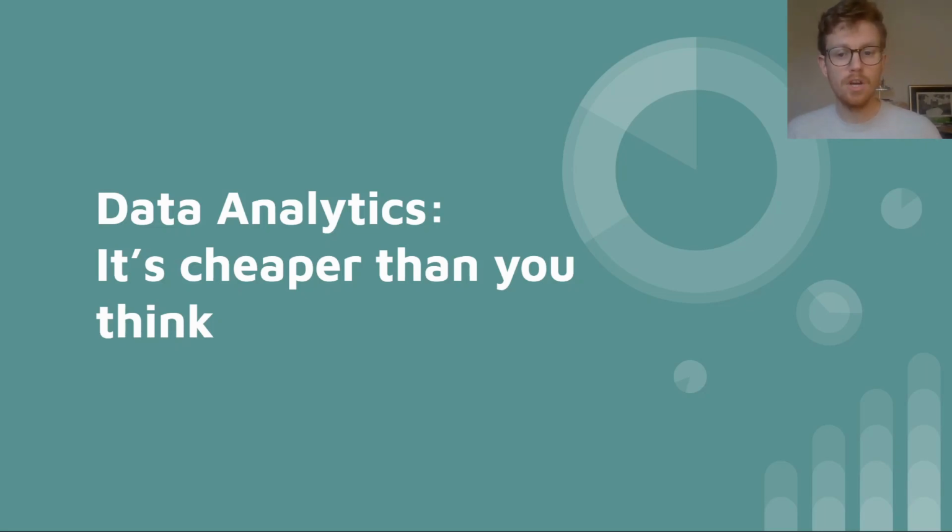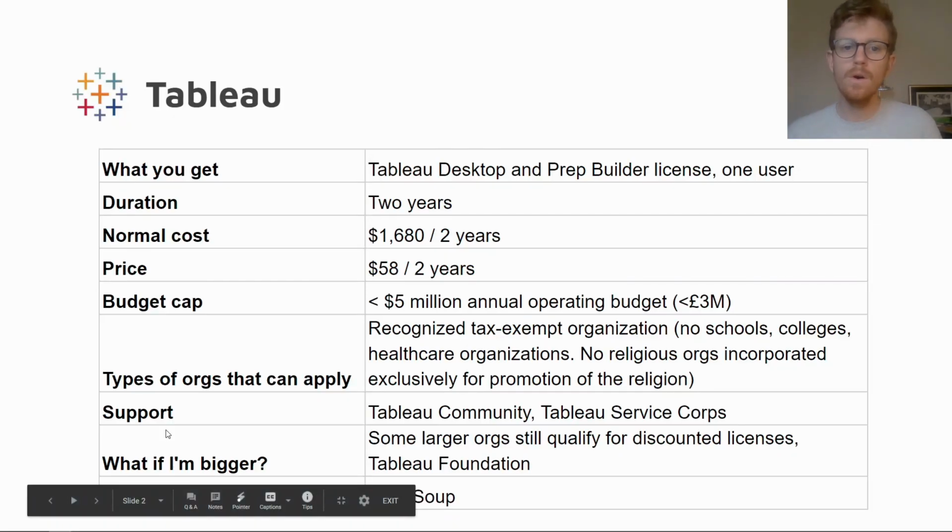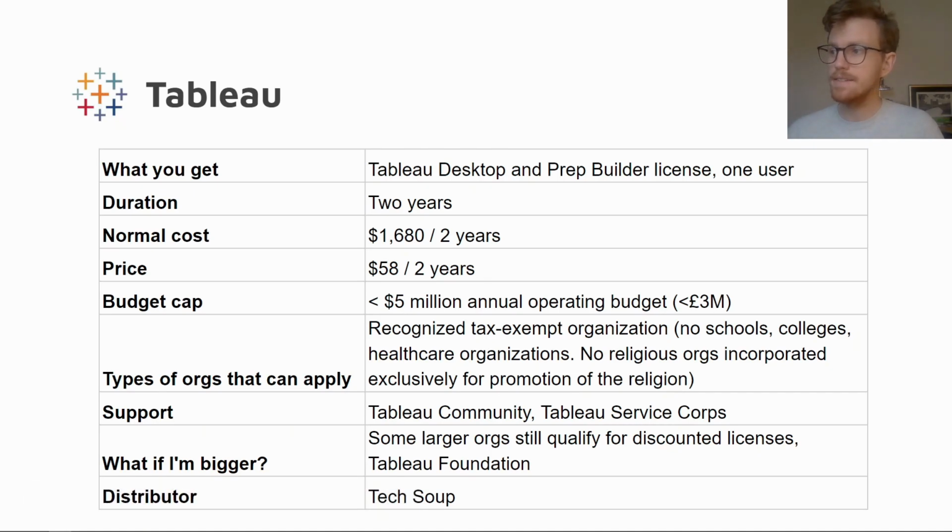So let's talk about those costs. I'm going to start with Tableau. So for Tableau, typically an individual license over the course of 2 years would cost $1,680. Yeah, a lot of money, but if you're a nonprofit, you can get that for just $58 for 2 years. And that's for a license that can actually work on 2 separate computers.